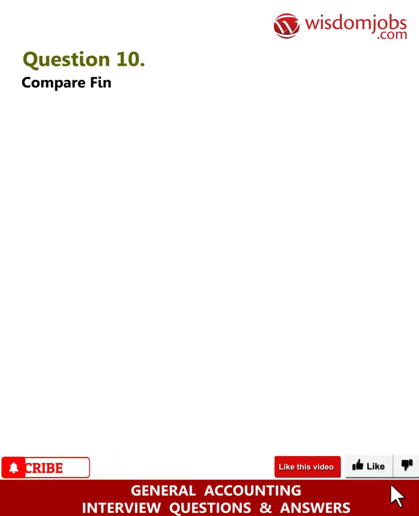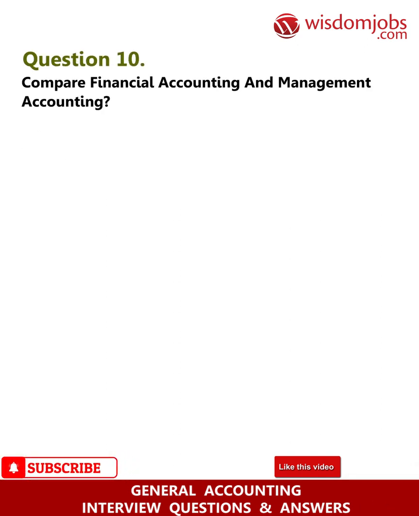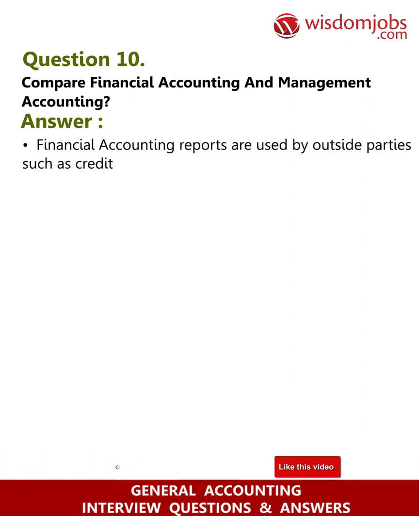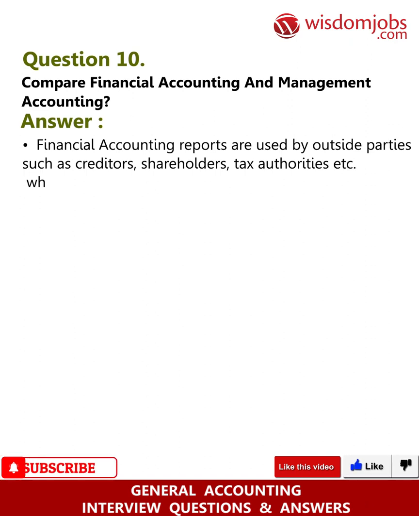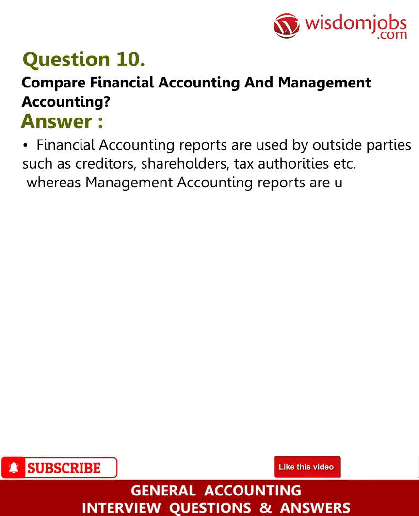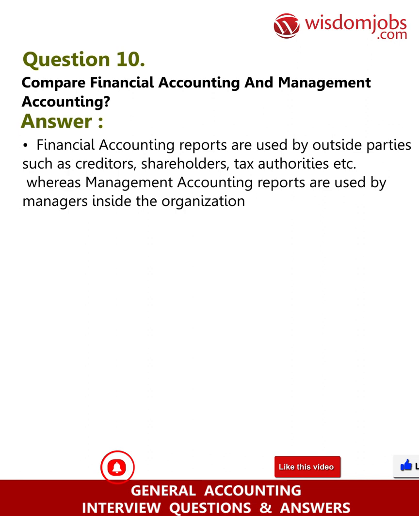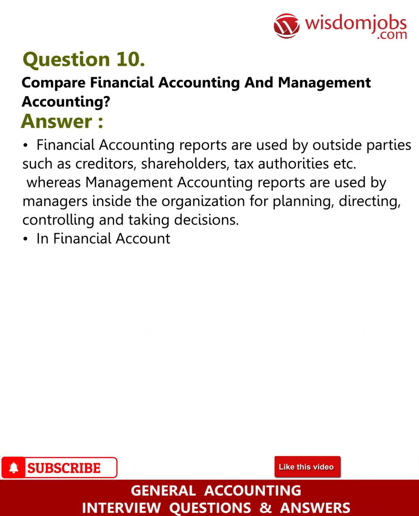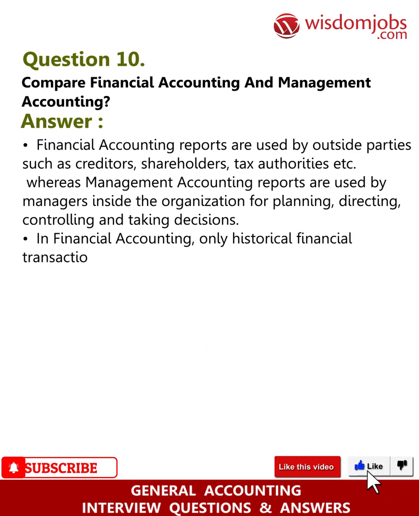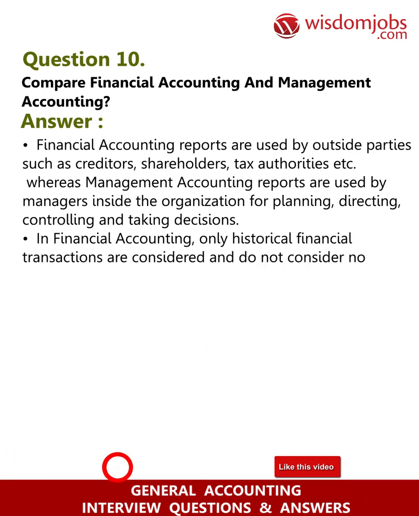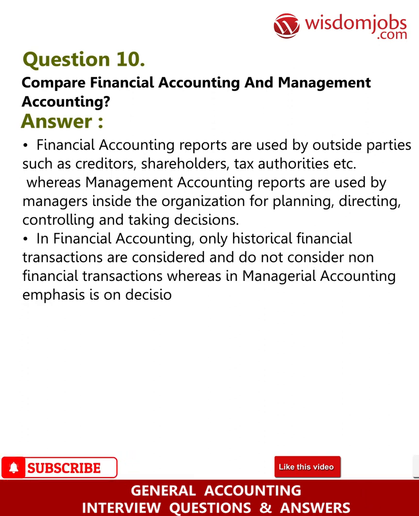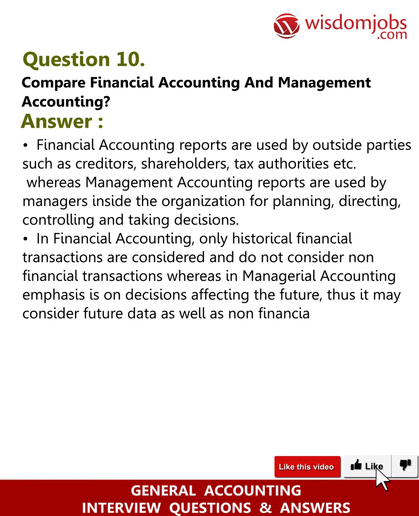Question 10. Compare financial accounting and management accounting. Answer. Financial accounting reports are used by outside parties such as creditors, shareholders, tax authorities, etc., whereas management accounting reports are used by managers inside the organization for planning, directing, controlling and taking decisions. In financial accounting, only historical financial transactions are considered and non-financial transactions are not, whereas in managerial accounting emphasis is on decisions affecting the future, thus it may consider future data as well as non-financial factors.